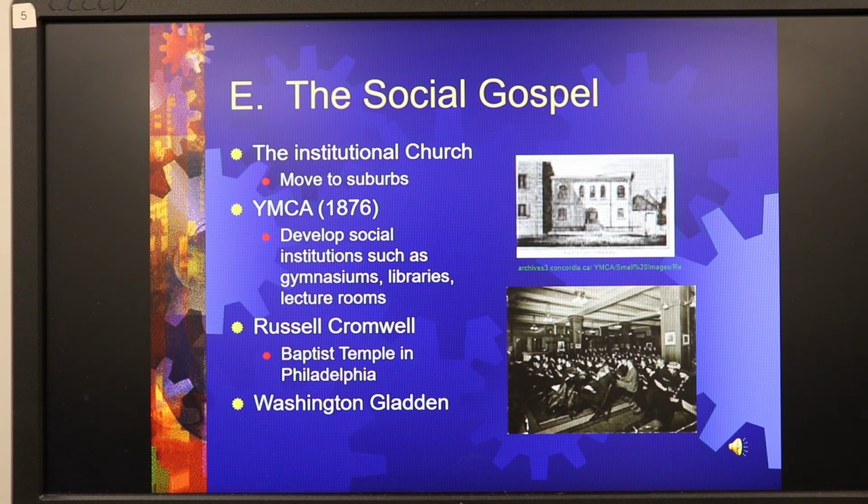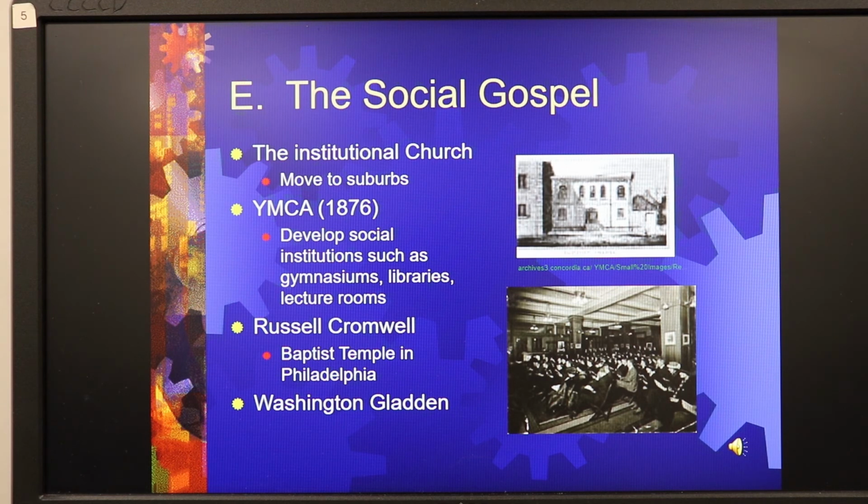Now, some churches responded to the desperate needs of the people and devoted resources to community service. You had the YMCA, or Young Men's Christian Association, that came to us from England in the 1830s, but it really took off in 1876. Churches began to develop social institutions such as gymnasiums, libraries, lecture rooms, and other facilities. Indeed, Russell Conwell's Baptist Temple in Philadelphia even included a night school for the working people, and eventually that grew into Temple University.